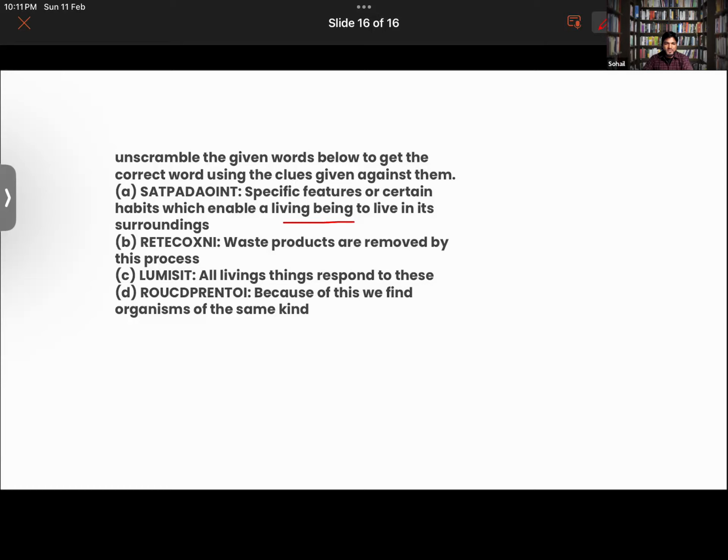Okay. Next question. Waste products are removed by this process.